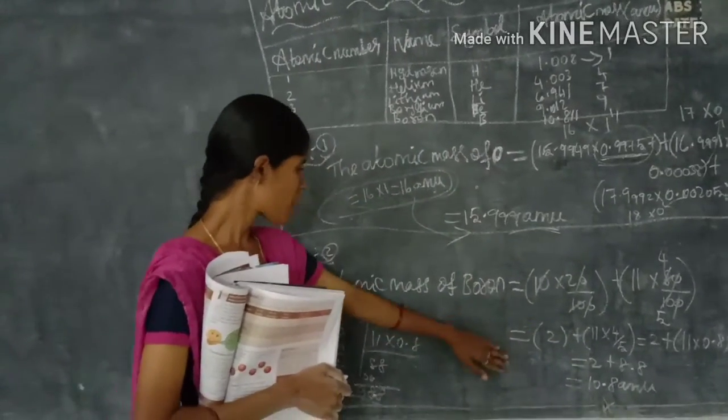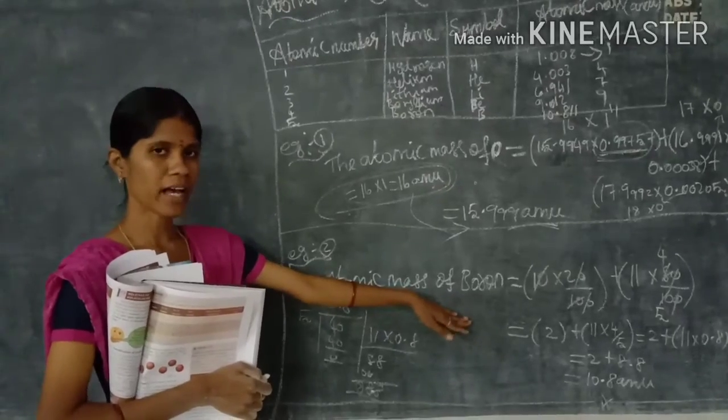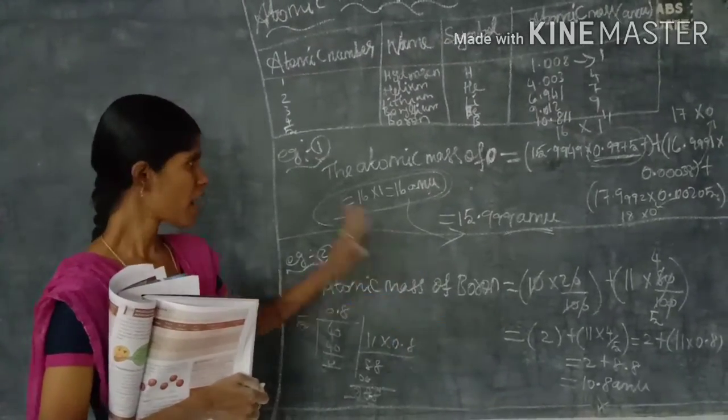Okay, so this is the average atomic mass of the boron element or boron atom. Okay students, understand the problem?